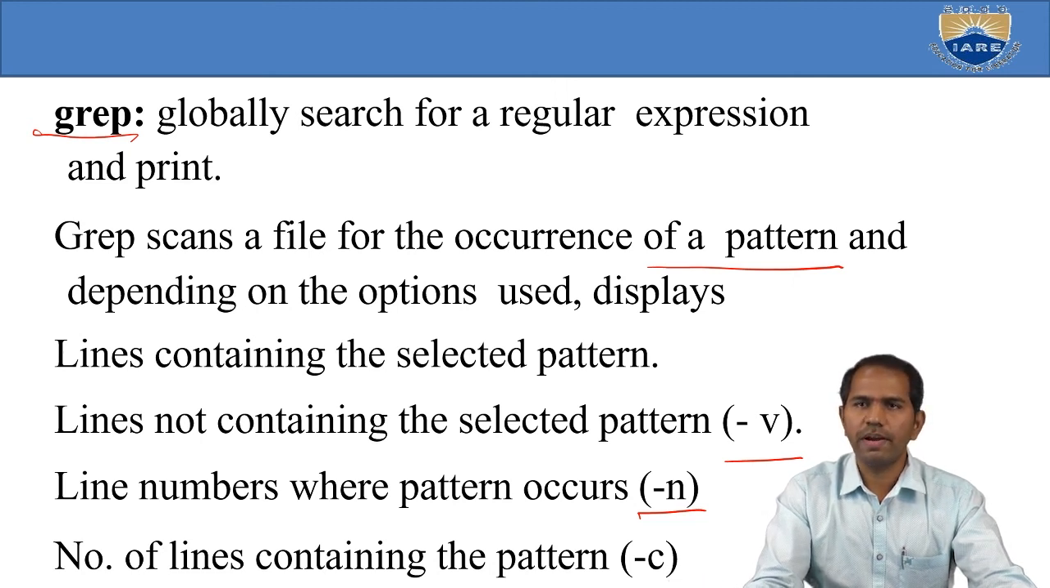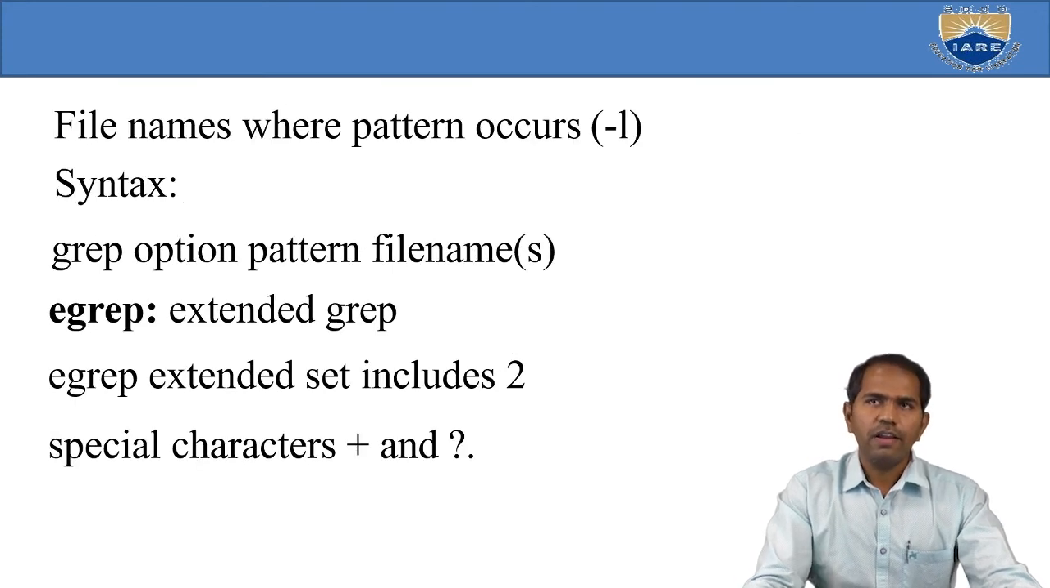So we have different options. Minus v, the lines not containing the selected pattern. Minus n, the line numbers where the pattern occurred. Minus c, the number of lines containing the pattern. And the file name where the pattern occurred.